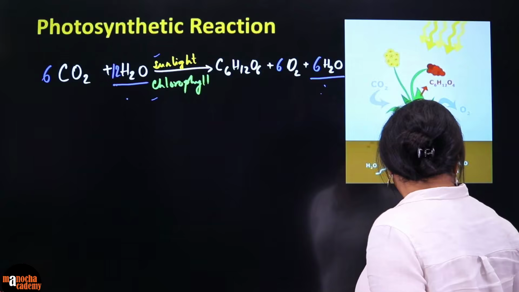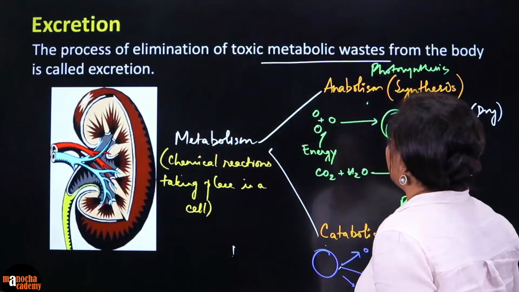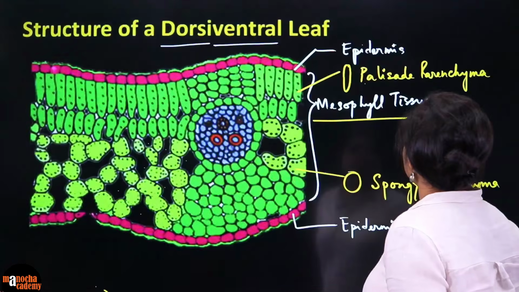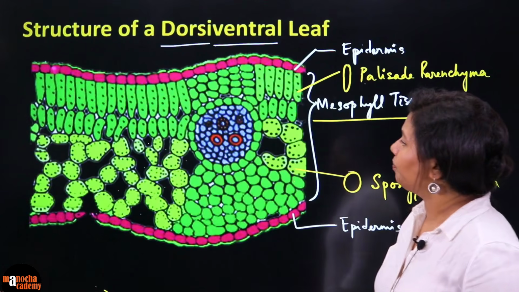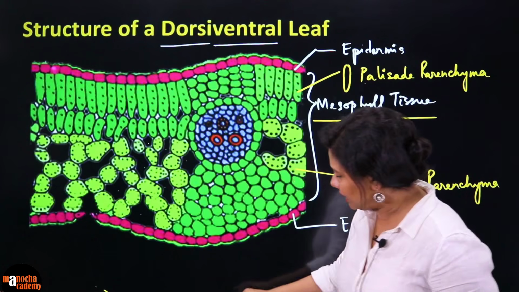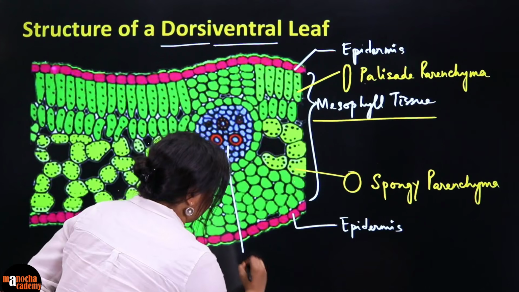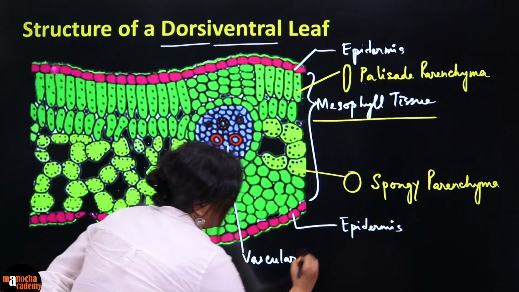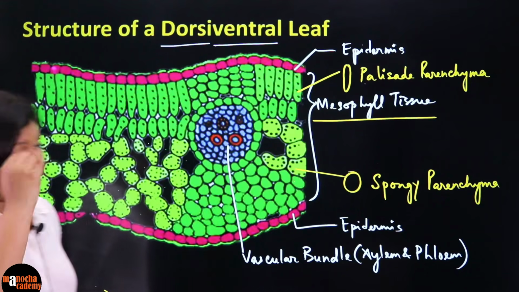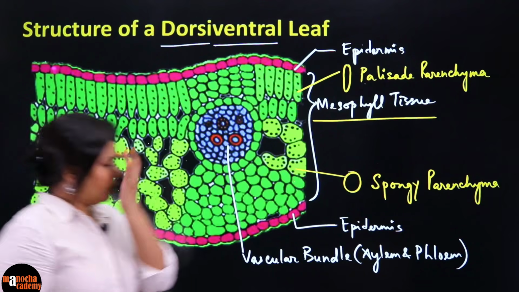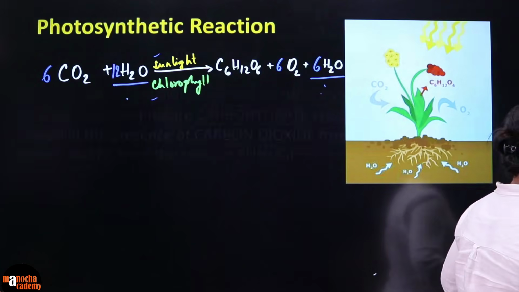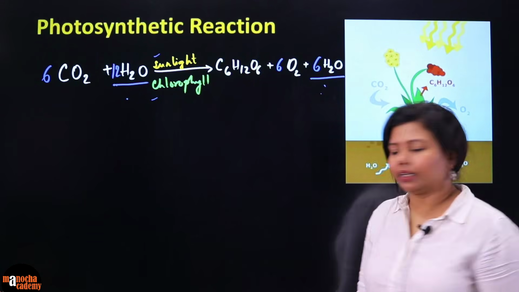There is a question that has been asked about the previous thing. So I am just going back here to the mesophyll tissue. What is this part? So this part, yes, is basically the vascular bundle, which consists of xylem and phloem. Alright, yeah, so this blue part is the vascular bundle. Now coming back, this is therefore the photosynthetic reaction.